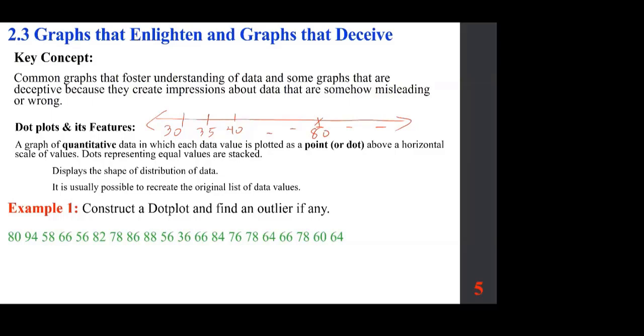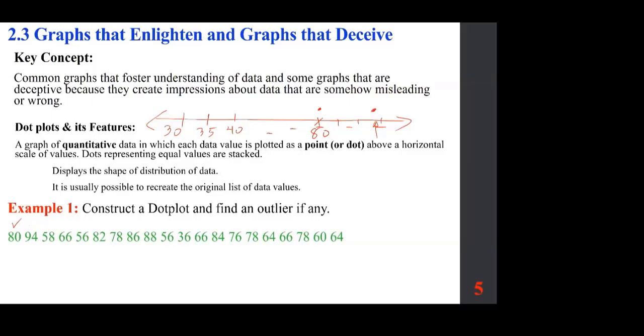If you look at the very first number, that is 80, I put a dot at the top of 80. Now the next number is 94. I go find the number, so this is, let's say, 85, 90, 95, and this one is 94. Then I put a dot for number 94. And I do that for every number.